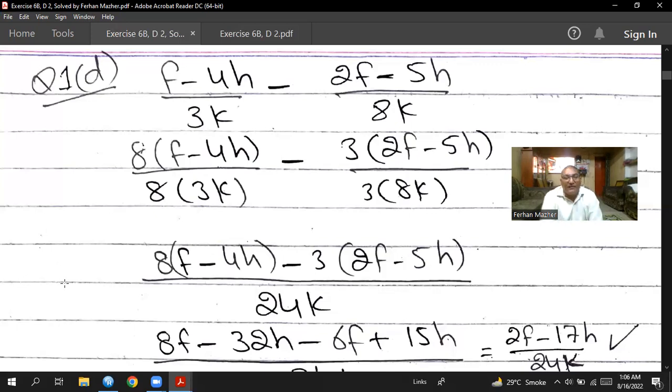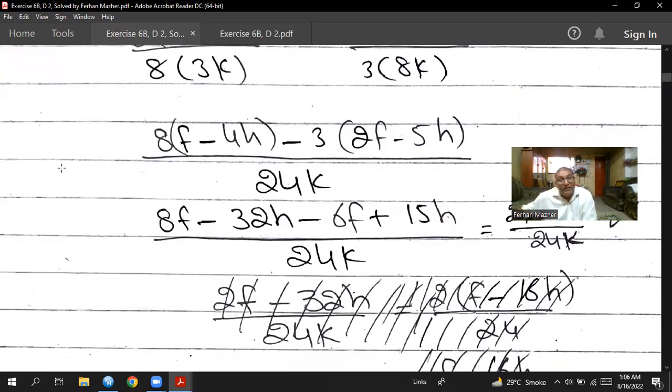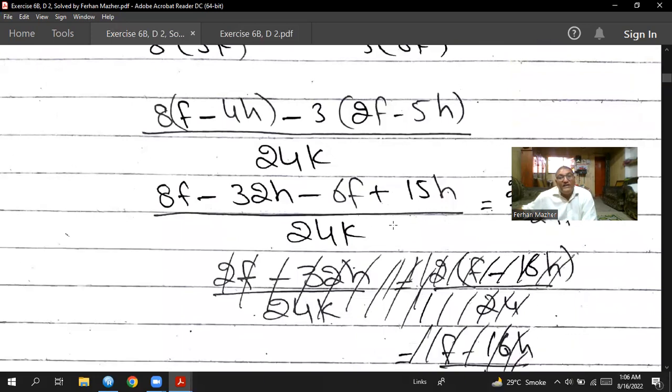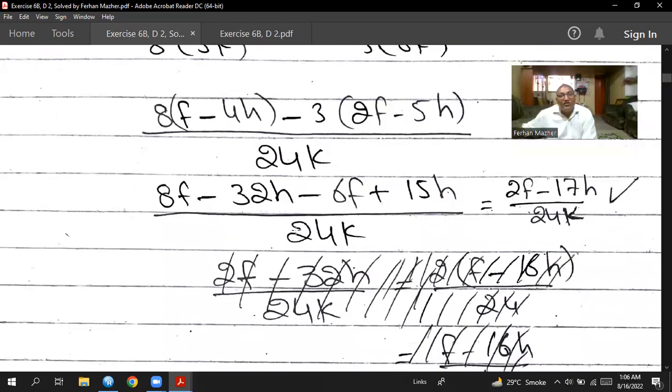So upstairs you will have 8 bracket f minus 4h bracket close minus 3 bracket 2f minus 5h bracket close. So when you will open this bracket, you will have 8 multiply f, that will be 8f. When 8 will multiply with the minus 4h, you will get minus 32h. When minus 3 will multiply with the 2f, you will have minus 6f. When minus 3 will multiply with the minus 5h, you will get plus 15h.